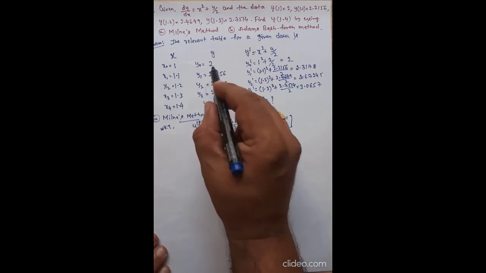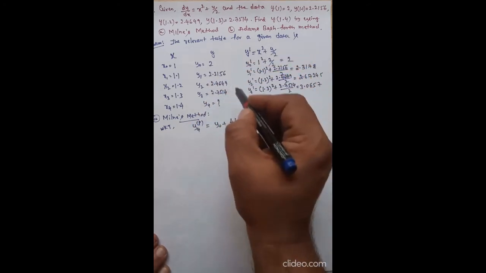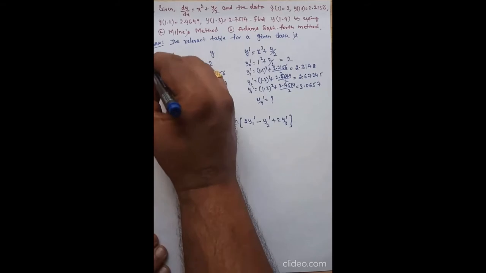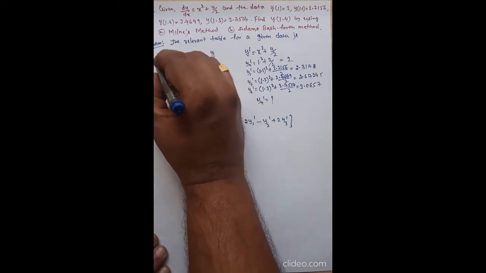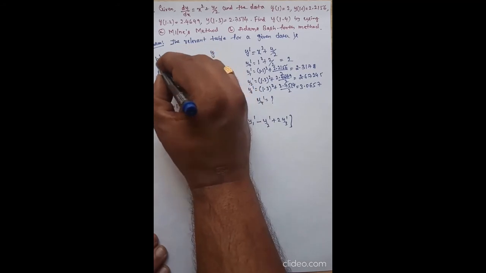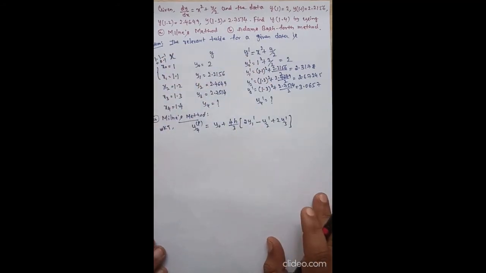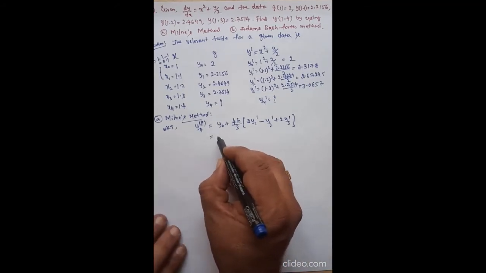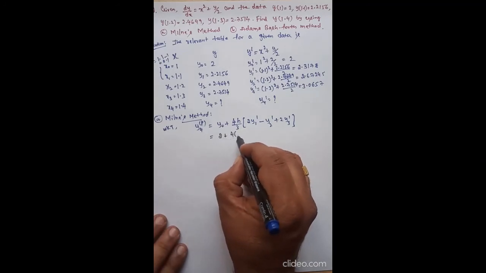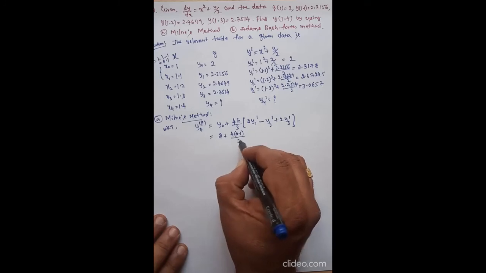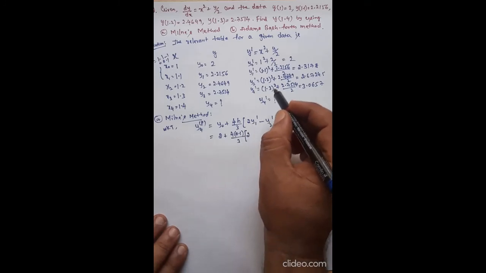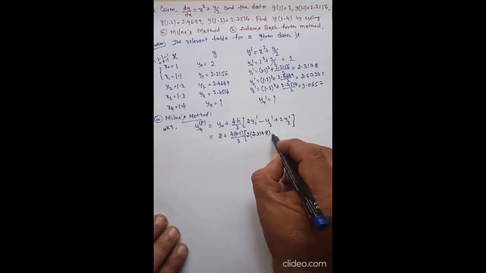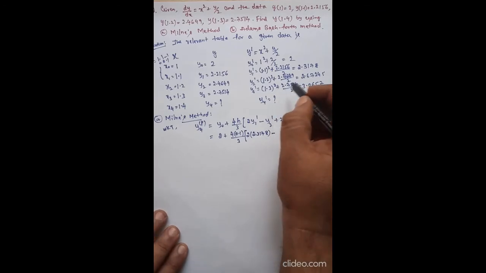Now the value of y naught is given here, y1 dash, y2 dash, y3 dash we can get from this table. Now h can be calculated like this. h is the difference of these two, 1.1 minus 1, it gives 0.1, the value of h. Now substitute the values here. This is equal to, what is y naught? 2 plus 4 into h, 0.1, divided by 3 into 2 y1 dash. What is y1 dash? 2.3178 minus y2 dash. What is y2 dash?